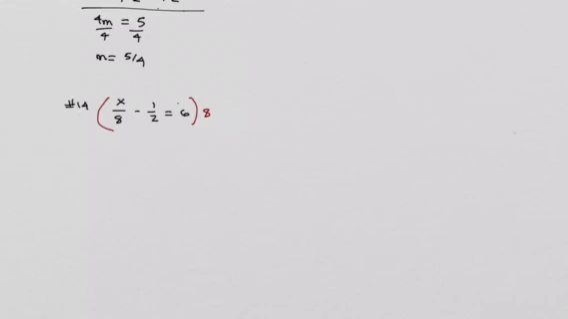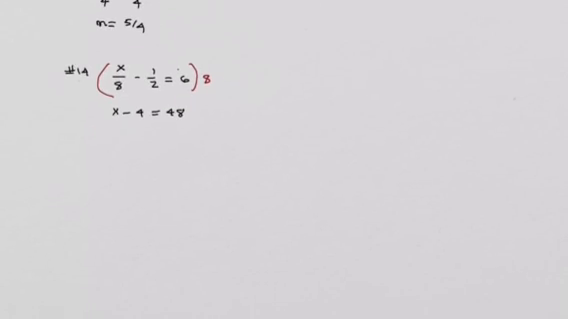Okay, so when you multiply through by 8, 8 divided by 8 is 1. 1 times x is 1x, or x. 8 divided by 2 is 4. 4 times 1 is 4. And 8 times 6 is 48. Right now, pause this video and finish it up. So for me, I'm going to add 4 to both sides, and I get x equals 52.